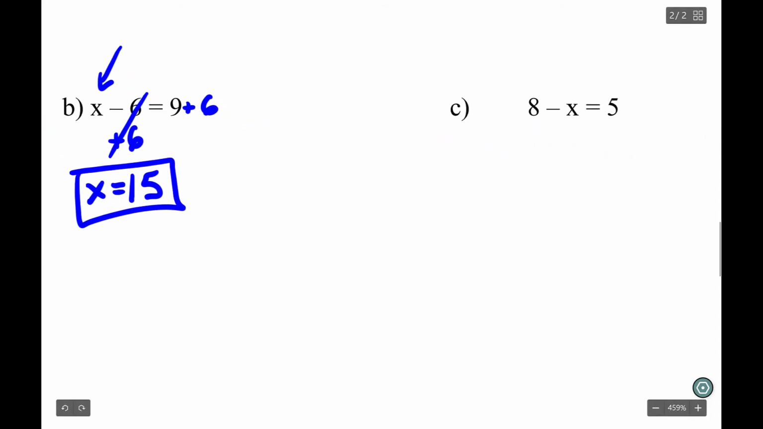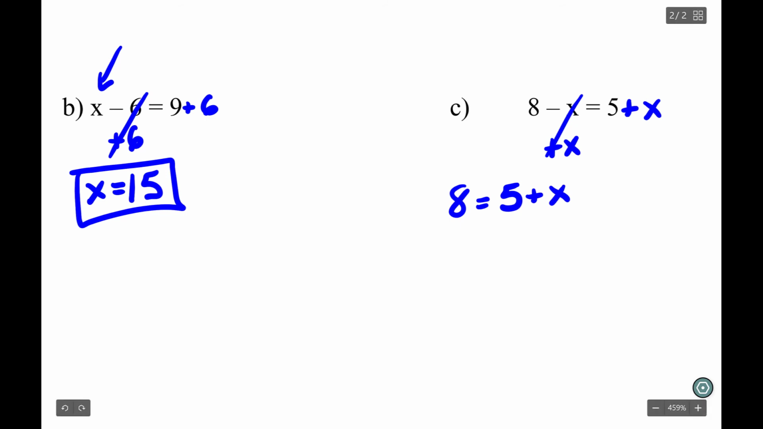Carrying on, I have 8 minus x is equal to 5. Now, I kind of want to make the x positive. I don't like it as a negative value. So what I'm going to do is a two-step process here. I'm going to move the x to the other side by addition to make it positive first. So for instance, I'm going to add x here and add x here. That would cancel that out. So I get 8 is equal to 5 plus x.